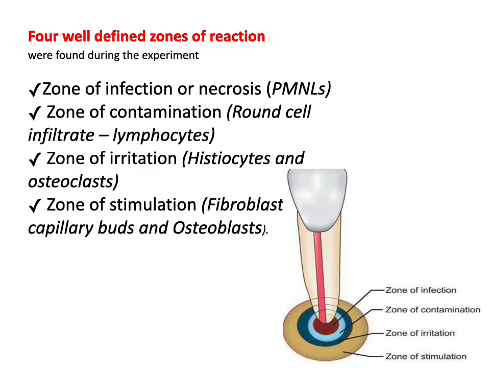In the zone of infection, we have the bacterial debris, the polymorphonuclear neutrophils and the macrophages, which come into action for the digestion of the bacterial cells and the cell debris. Second is the zone of contamination. In the zone of contamination, we have lymphocytes and round cell infiltration, which causes the reduction of the zones. Third is the zone of irritation, which is caused by histiocytes and osteoclasts. Finally, the zone of stimulation has fibroblasts and osteoblasts.